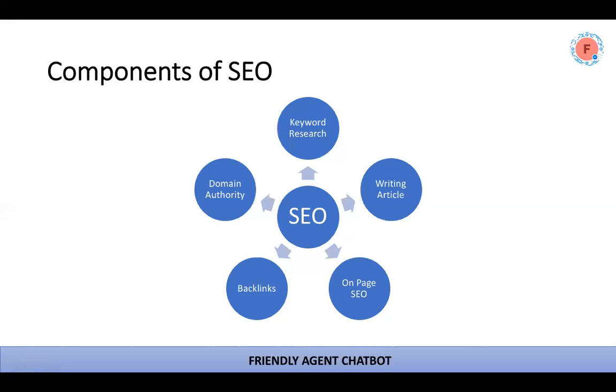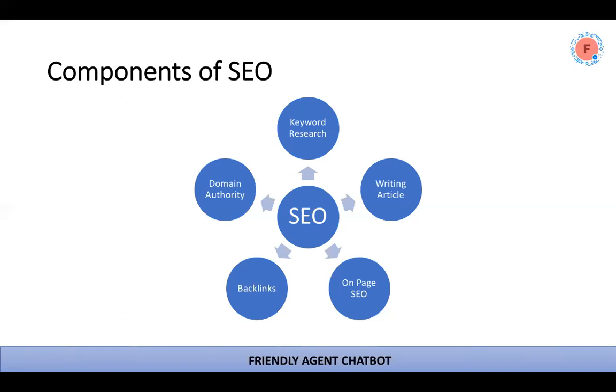Now, I have divided search engine optimization into 5 major components. So first is doing keyword research. Based on your business, you can do keyword research and find out what kind of keywords your customers are looking for. That's very important. Now, based on that research, you can write an article around that problem or customer need. And then you have to take care of some of the on-page SEO, so that Google is able to rank and find your article.